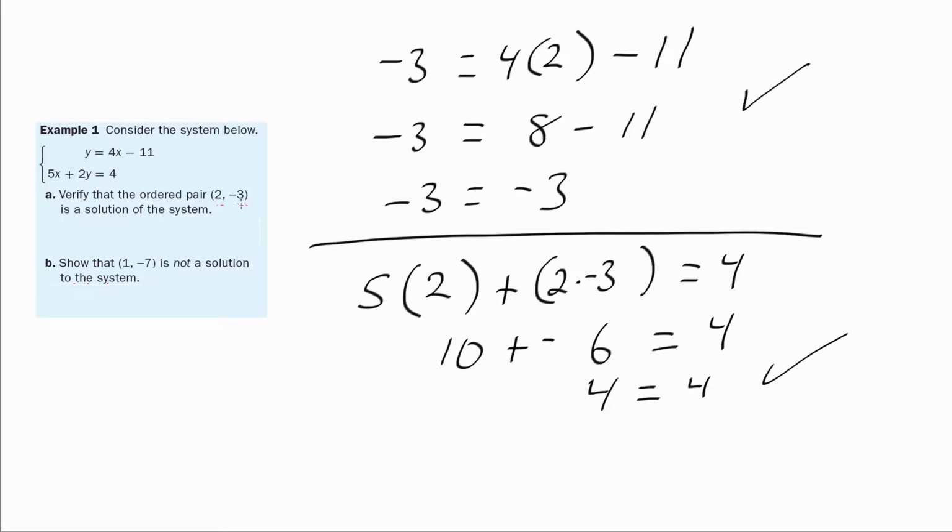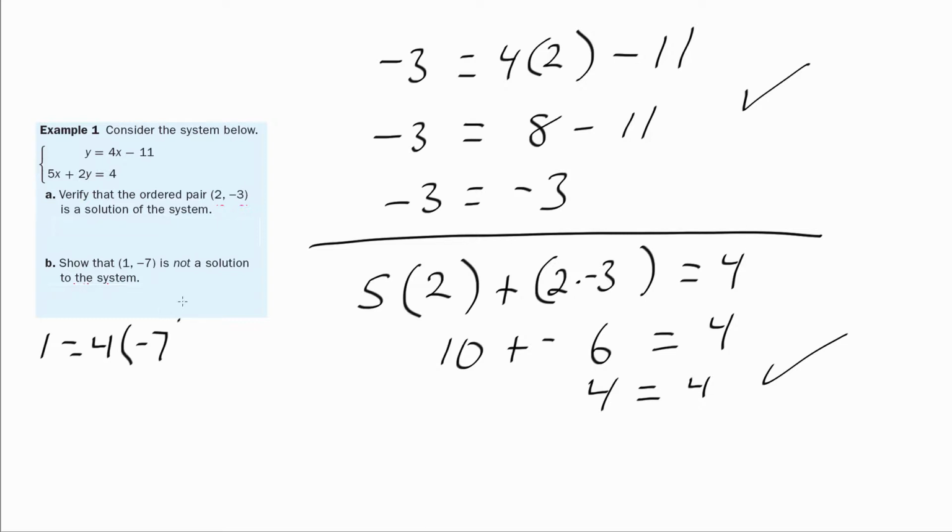The second part is show that (1, negative 7) is not a solution to the system. Now, for this problem, we only need to verify this for one of them. If it doesn't work for one, it's not part of the system. We don't need to show that it doesn't work for the other one. So we'll start with the y equals 4x minus 11. So 1 equals 4 times a negative 7.